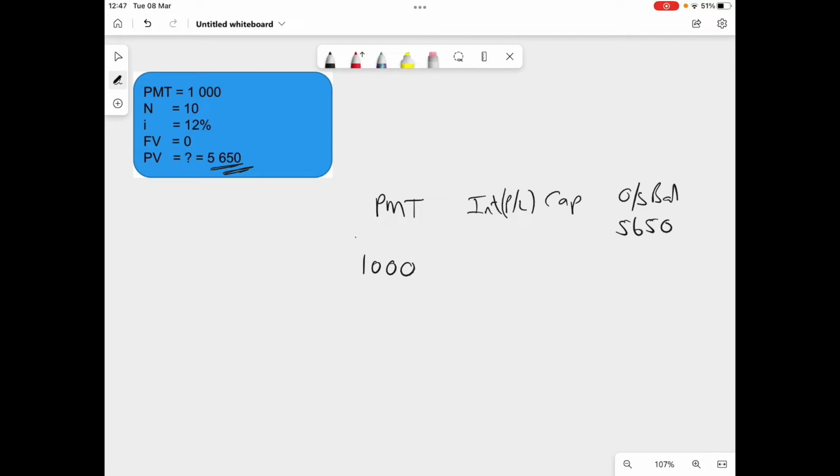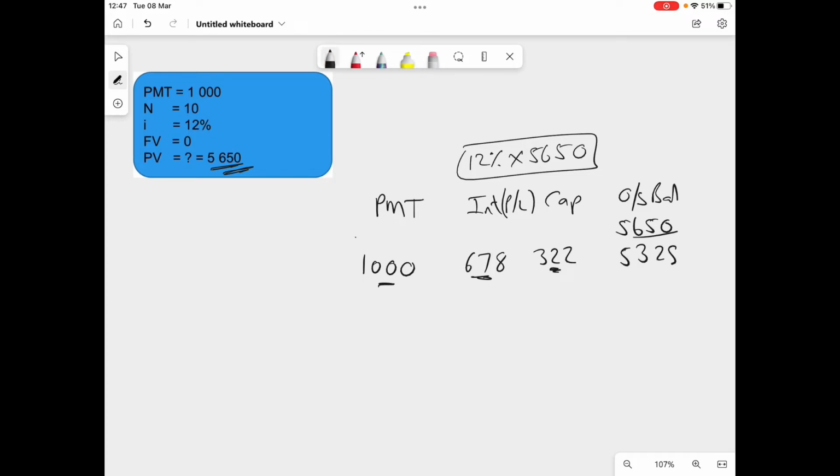This payment will have an interest component, calculated as 12% per year multiplied by the outstanding amount of 5650. So it's a full year's interest on the outstanding balance. That gives us interest of 678 for the first year. The difference between the 678 and the 1,000 is 322, so the 322 will decrease the outstanding balance to 5328.